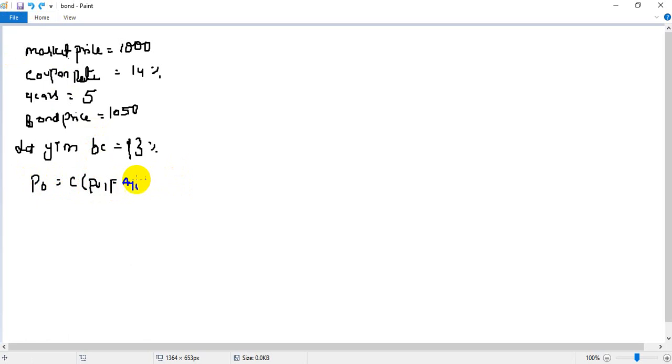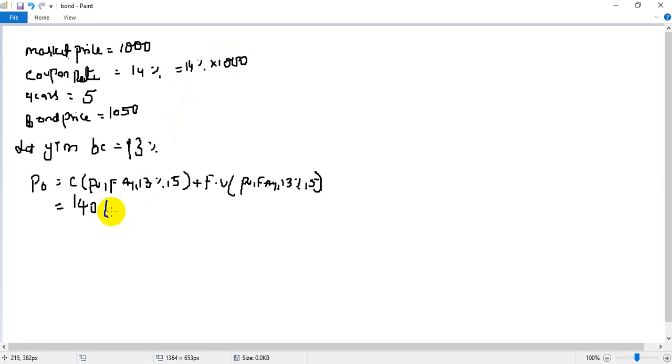So here it will be 13%, 5 years, plus face value into PVIF, 13%, 5 years. The coupon is 14%, so 140 it will be. So for the 140 PVIFA you need to take 13%, 5 years from the A4 table. The value will be 3.517.